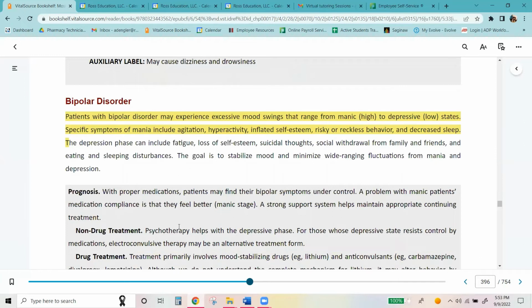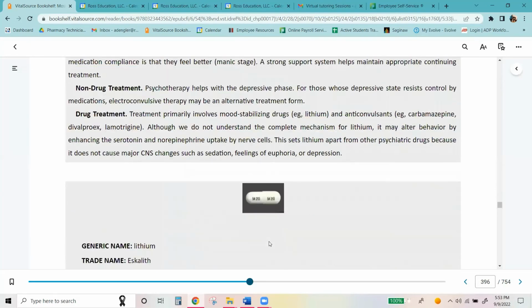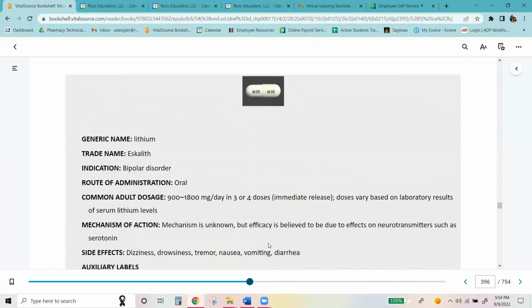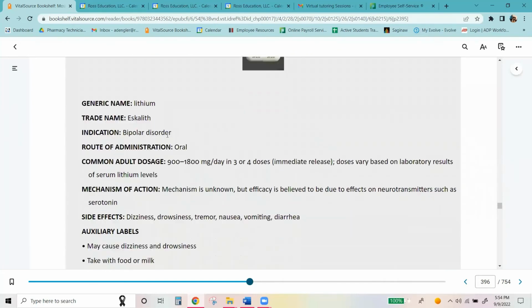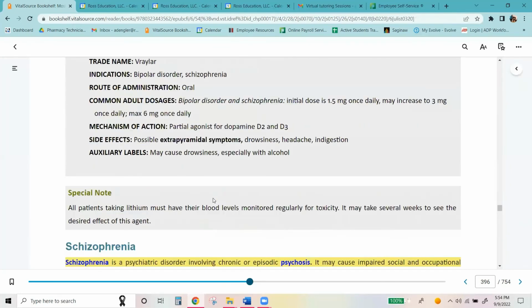Patients with bipolar disorder may experience excessive mood swings that range from manic, which is high, to depressive low states. Specific symptoms of mania include agitation, hyperactivity, inflated self-esteem, risky or reckless behavior, and decreased sleep. And here are just some examples. We have lithium, Vraylar.